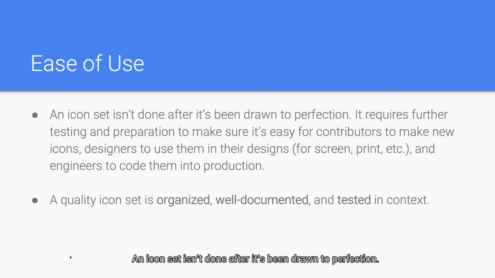An icon set isn't done after being drawn to perfection. It requires further testing and preparation to make sure it's easy for contributors to make new icons, designers to use them in their designs, and engineers to code them into production. A quality icon set is organized, well documented, and tested in context.